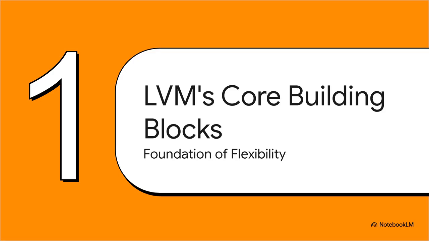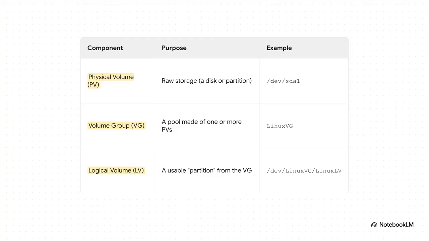To really get a handle on LVM, you first have to understand its three core components. Seriously, once you grasp how these three pieces fit together, everything else is going to click right into place. All right, let's break this down. At the very bottom, you have your physical volumes, or PVs. These are your actual physical hard disk partitions, like /dev/sda1.